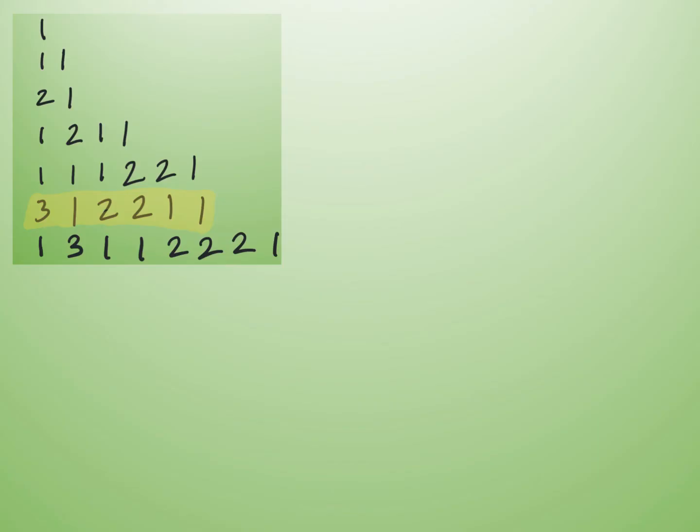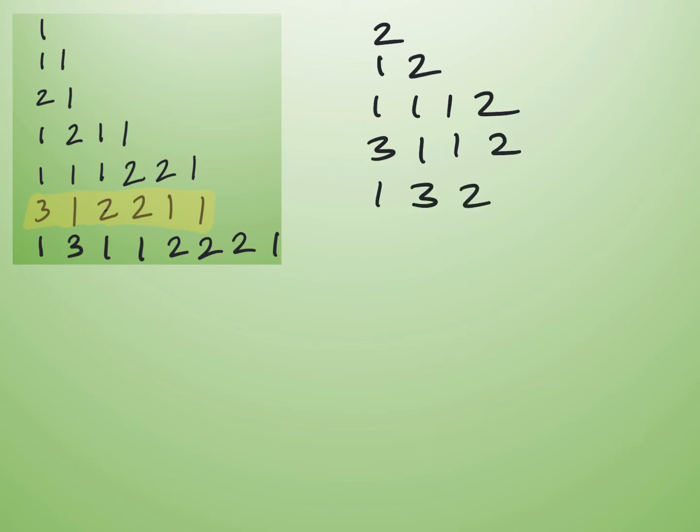Okay, so let's play around with this and see what happens if we change the seed. So let's look at a seed of 2. So the next term will be, we see 1, 2. Then we have 1, 1, 1, 2. And we have 3 1s, 1, 2. 1, 3, 2, 1, 1, 2. 1, 1, 1, 3, 1, 2, 2, 1, 1, 2.